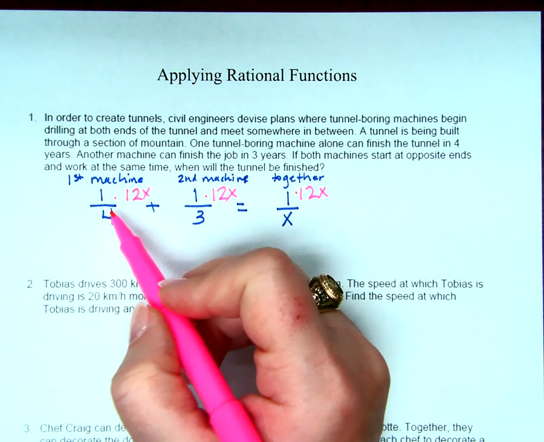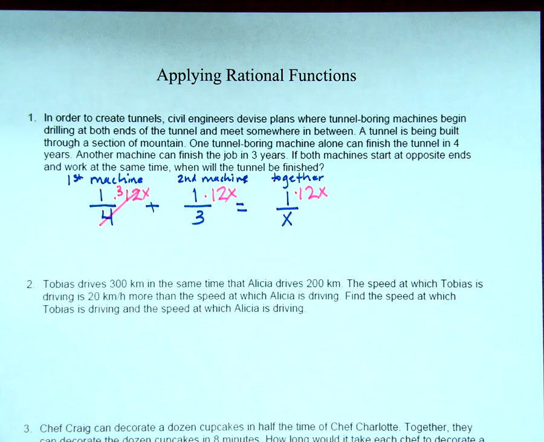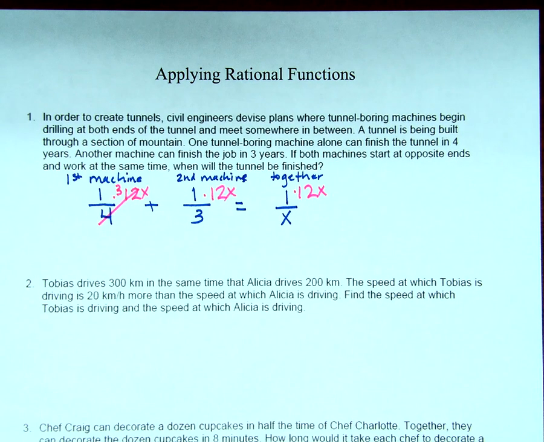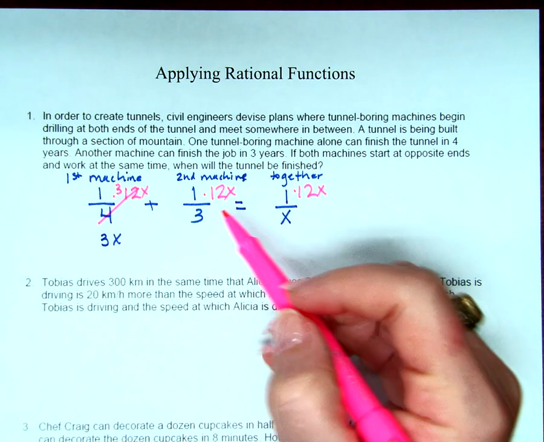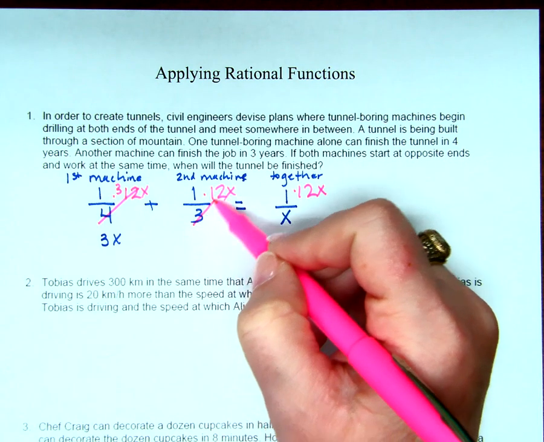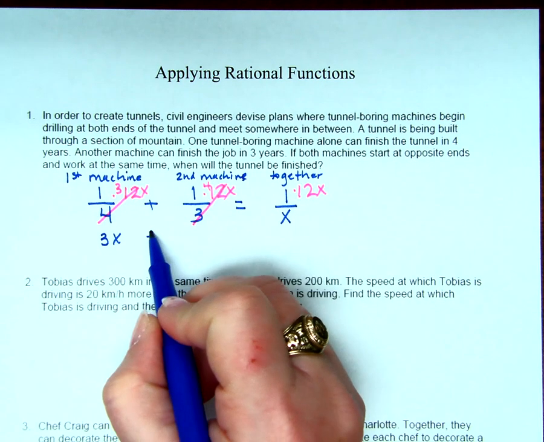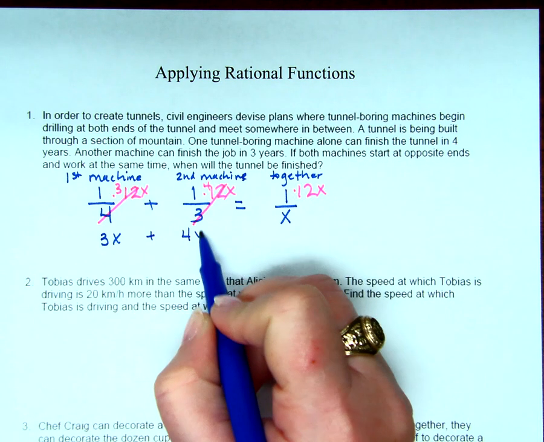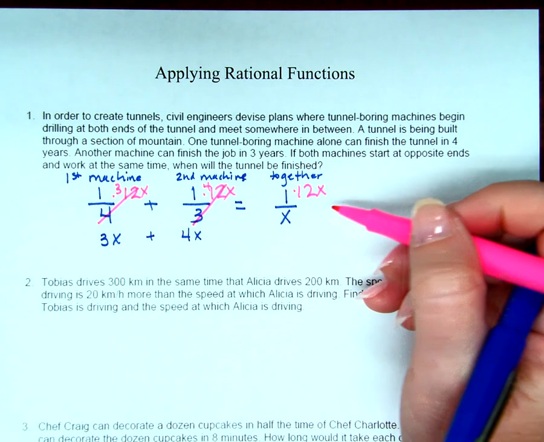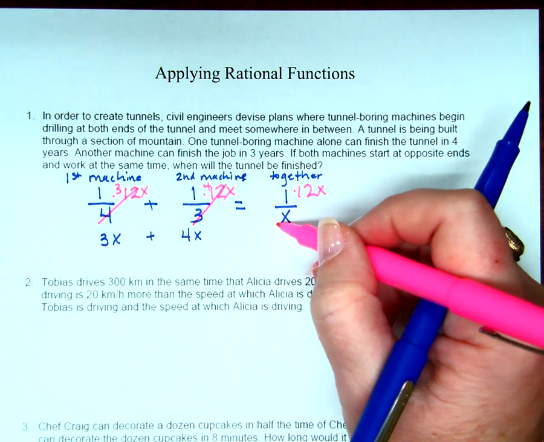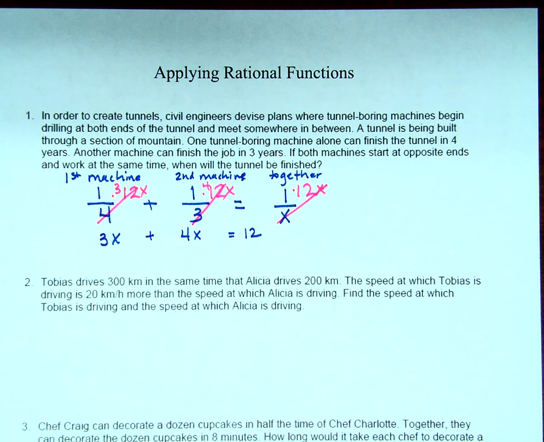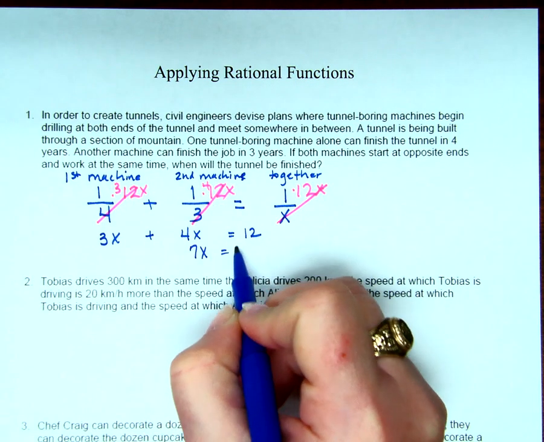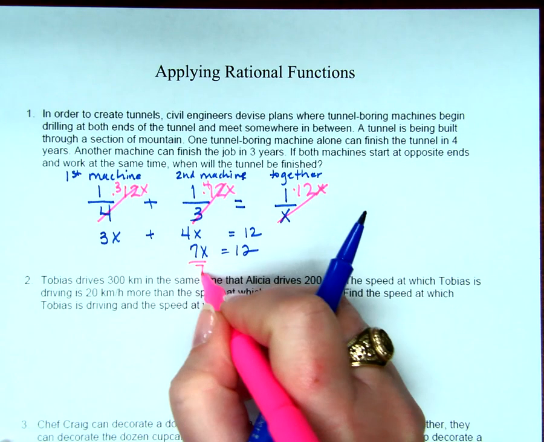The 4 and the 12 simplify to 3. So what's left from the first fraction? 3x, right? What happens with the second fraction? The 3 and the 12 simplify to 4. What's left in the second fraction? 4x. And what happens in the last fraction? Well, the x is simplified to 1 this time, right? And I just get 12. Well, does anybody know what 3x plus 4x is? 7x. 7x equals 12. If I divide both sides by 7, what do I get?